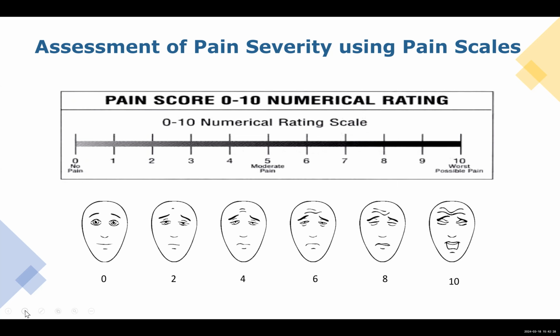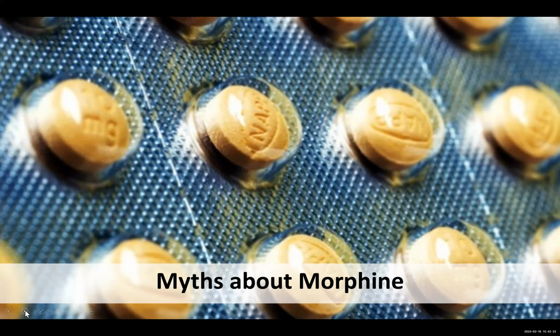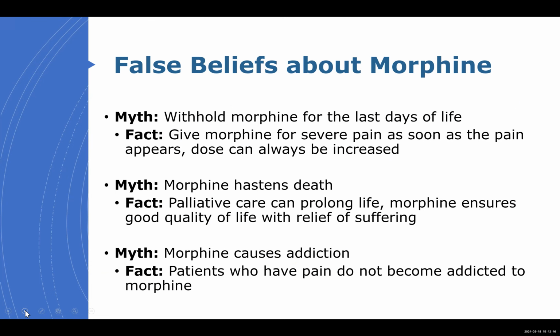We'll just finish the session today to talk about the myths. When we talk about morphine, there is a myth that we can only give morphine in the last days of a patient's life. But we actually know that morphine can be given for severe pain as soon as the pain appears, and we can always increase the dose for our patients. For our kidney failure patients, again, we need to use low doses of morphine or hydromorphone if we have access to that. But we can use opioids to treat pain.